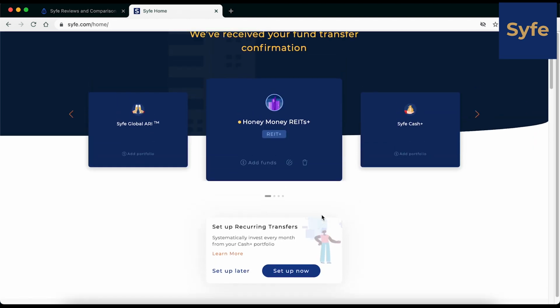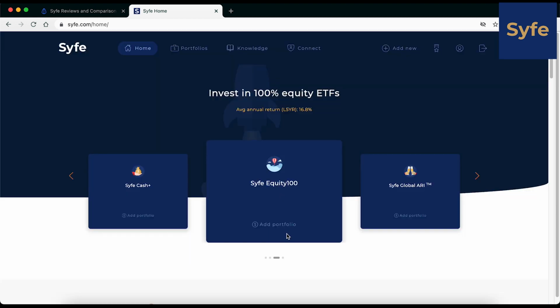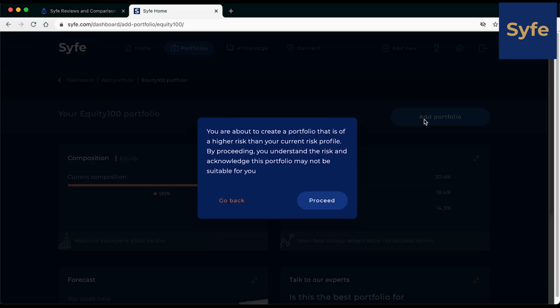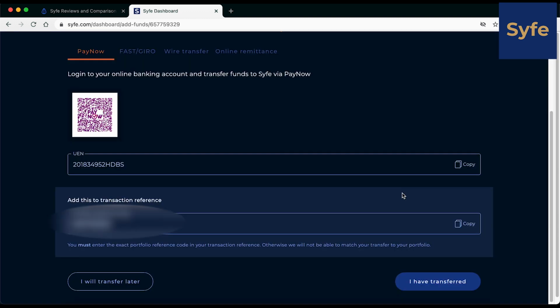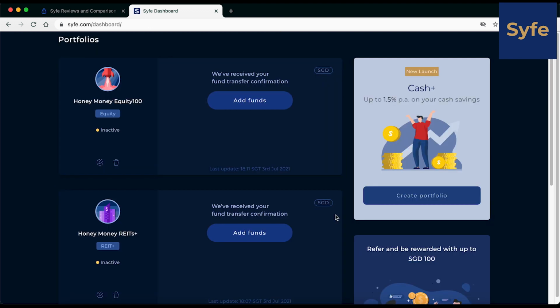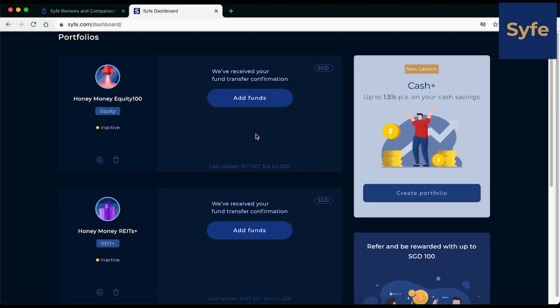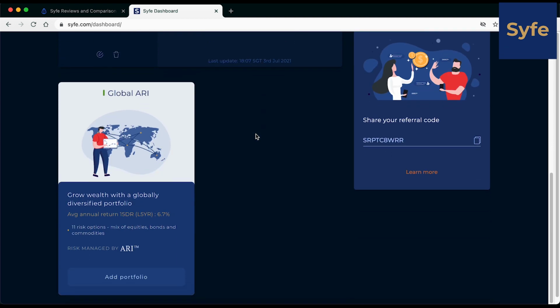Okay, so this is the home page. You can see I have Honey Money REITs Plus. I want to sign up for the Equity100 also. Add portfolio, Honey Money Equity100 lump sum. Okay, Google Pay Now again. Okay, so you can see that I already have 2 portfolios set up. My funds are still waiting for their fund transfer confirmation, so right now still don't have any money yet.